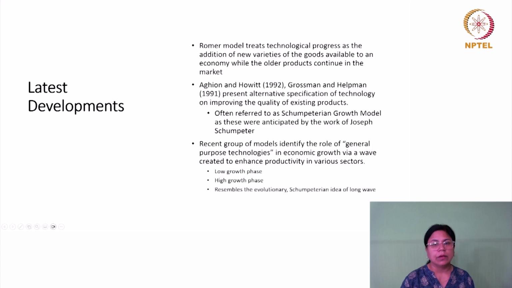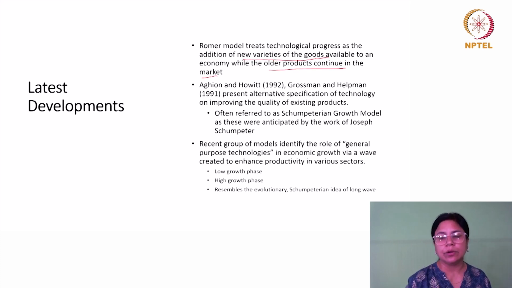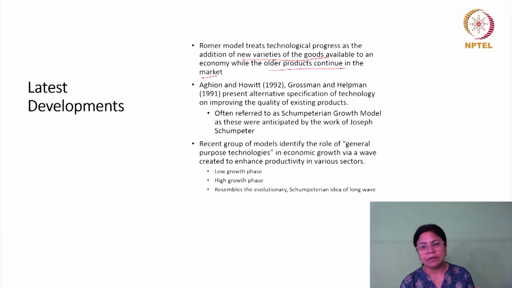So then what we see is that the Romer model treats technological progress as the addition of new varieties of goods available to an economy, while the older products continue in the market. So this is a very important point in this model. Here you find that newer varieties are being introduced through the R&D sector, which are then absorbed by the intermediate production sector, and then they continue. As a result, the older products are also continuing. But if you remember, in Schumpeter's model we talked about creative destruction, where you think about a situation where the product may no longer be available.